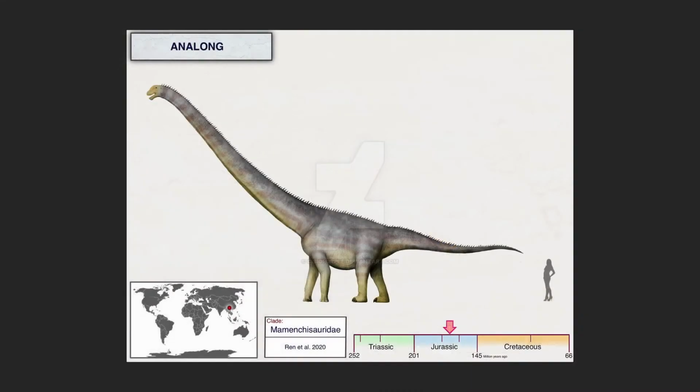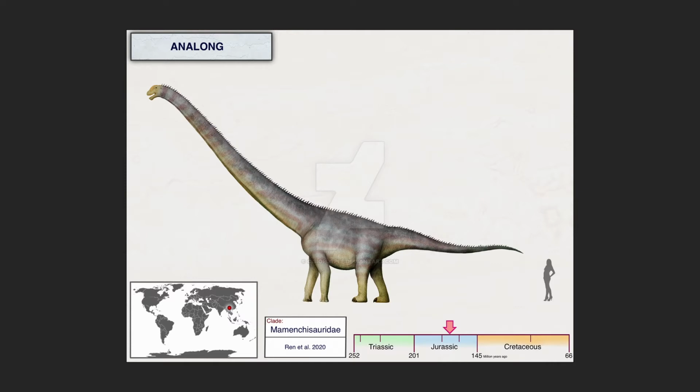There is one more mamenchisaurid that I want to bring up. Last time we talked about Silophysis buttholes, so this time I will just continue the theme. We have an animal called Analong. This is a Chinese name that means something else than what I have implied, but just FYI.